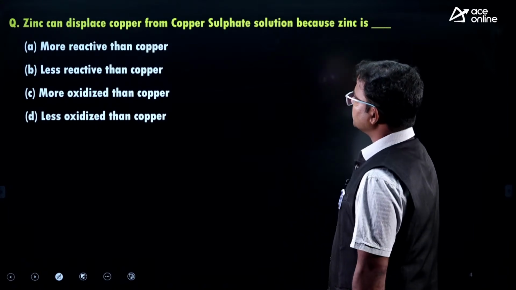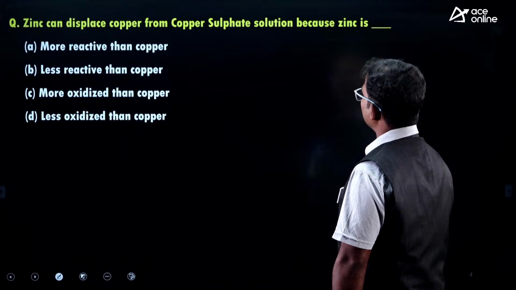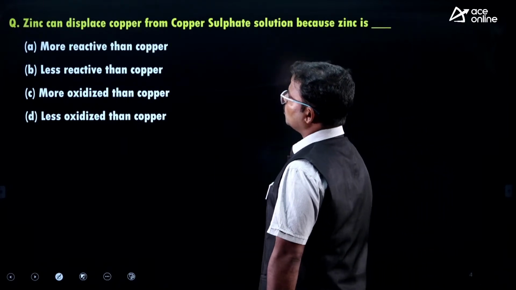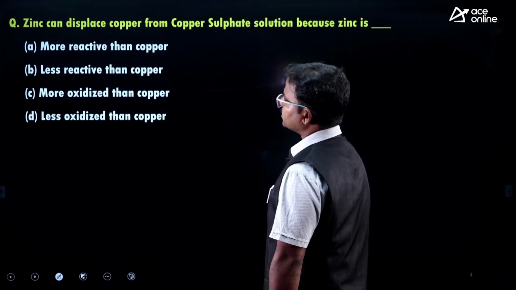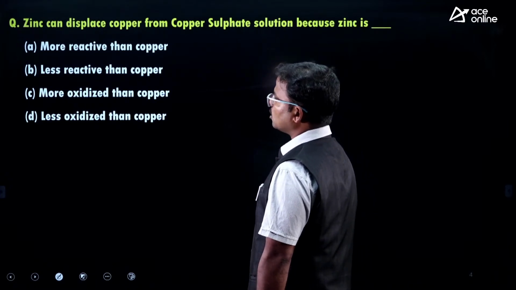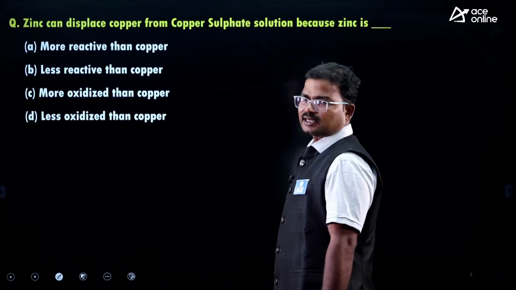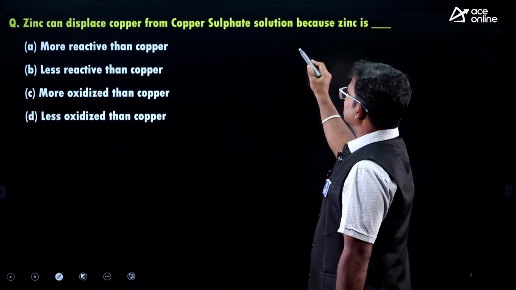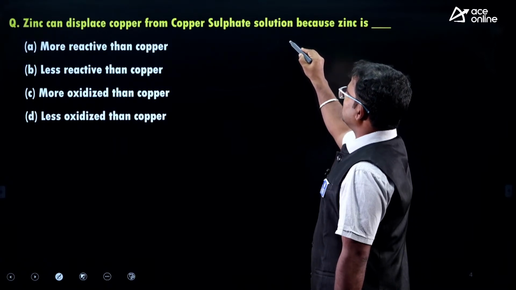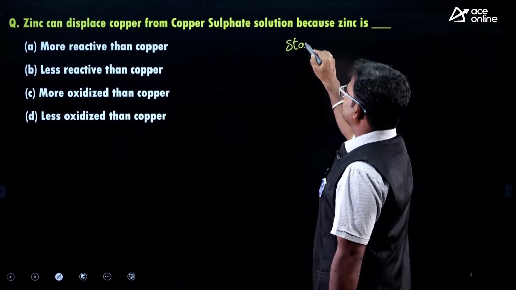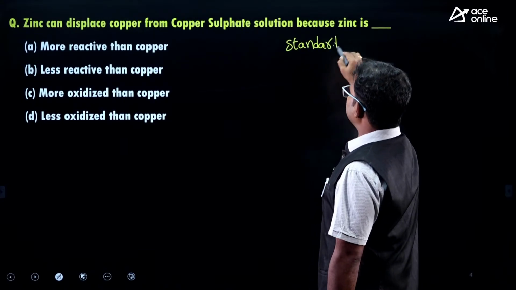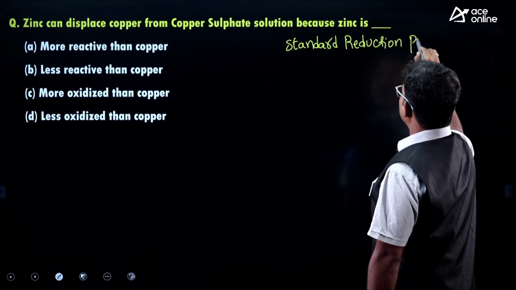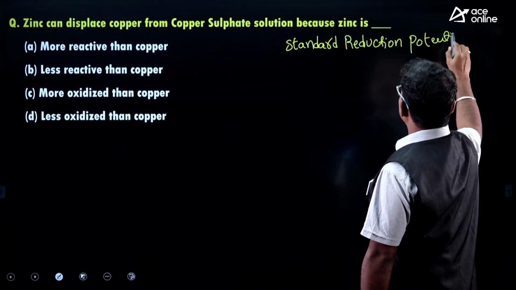Zinc can displace copper from copper sulfate solution because zinc is: more reactive than copper, less reactive than copper, more oxidized than copper, or less oxidized than copper. For this type of concept you have to remember standard reduction potentials.